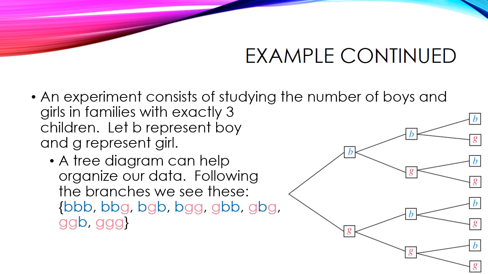You also consider that the first could have been a girl, and then you've got two possibilities, boy and girl, and then so on. And then by the time you get to the third child, you've got a total of eight branches there at the end. So we have eight possibilities, and you see those listed there. Notice that we are taking the order into account. We're not just saying how many, we could have three boys, three girls, two boys, two girls. We're actually looking at the order that they're born also as a part of our sample space.